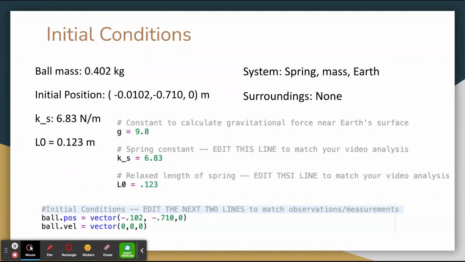Our initial conditions given to us in the video were 0.402 kilograms for the ball's mass, 6.83 newtons per meter for the spring constant, and 0.123 meters for the length of the spring in a relaxed state. The initial position of the mass was around negative 0.0102 meters in the x direction and negative 0.710 meters in the y direction. We decided our system would be the spring, mass, and Earth and have no surroundings.